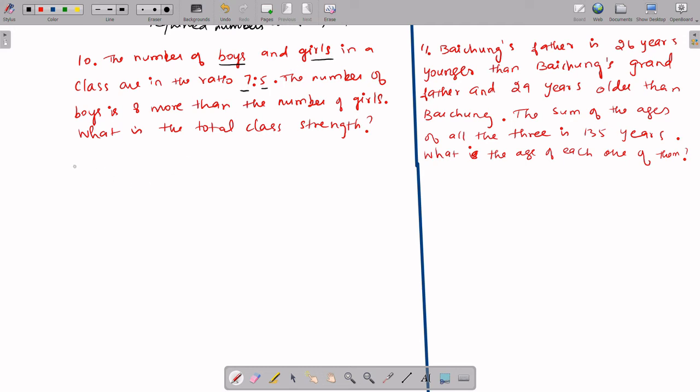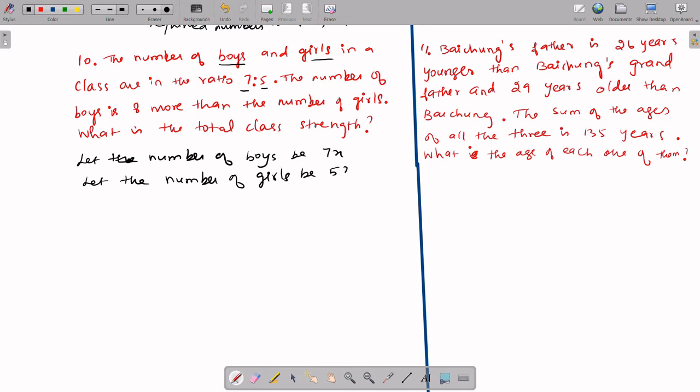So we have to write this. Let the number of boys in the class be 7x, and let the number of girls in the class be 5x. And what is given? The number of boys is 8 more than the number of girls.